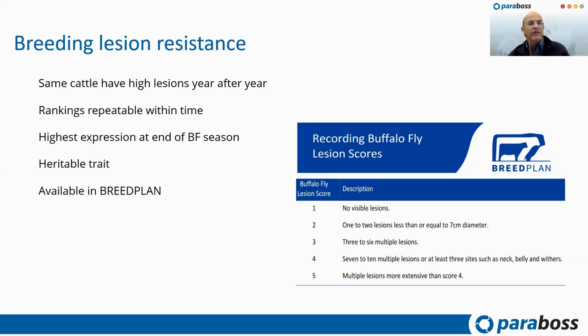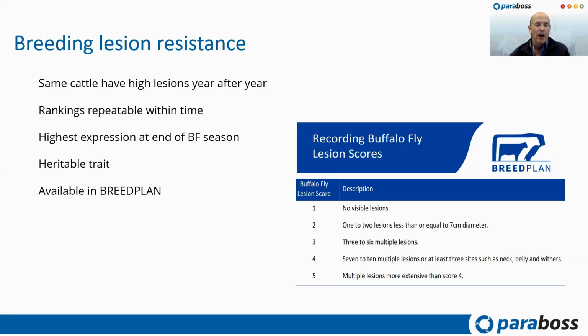And we now have some evidence to show that this is inherited. And there are people who have been selecting against lesions over a number of years, and they will tell you that they've made progress in increasing resistance or decreasing susceptibility by doing that. So good news for that.